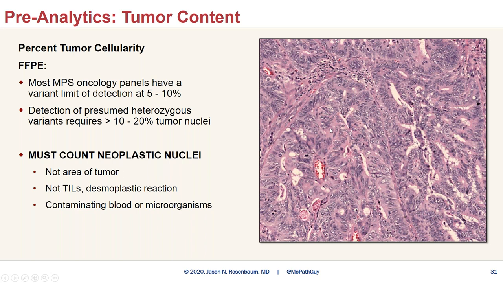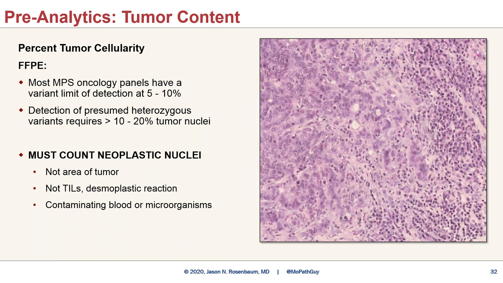And one way that I know I'm dealing with someone that is either not trained or not taking the responsibility seriously is if I receive a specimen that claims to be 100% tumor, because there are almost always lymphocytes or some kind of vasculature in the specimen. And we're trying not to count those.